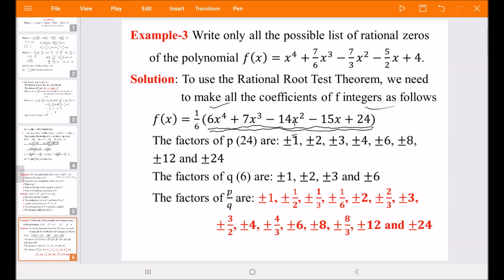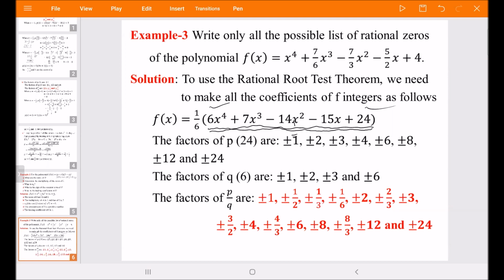Then consider the factors of P over Q whose numerator is 2. So plus or minus 2 over 1 is plus or minus 2. 2 over 2 is 1, so already mentioned. 2 over 3, plus or minus 2 over 3. Then 2 over 6. 2 over 6 in its simplest form is 1 over 3, so we did already mention it. So no need of repeating this rational number.